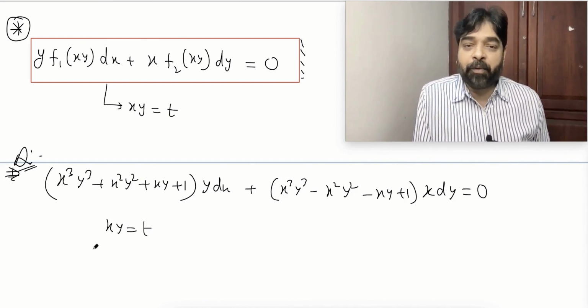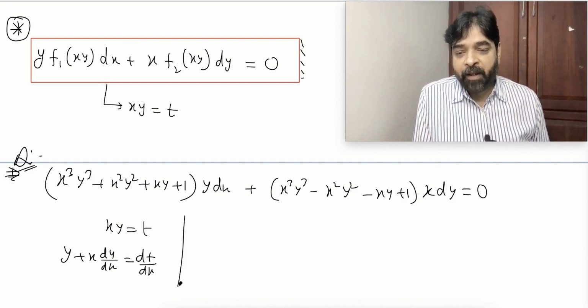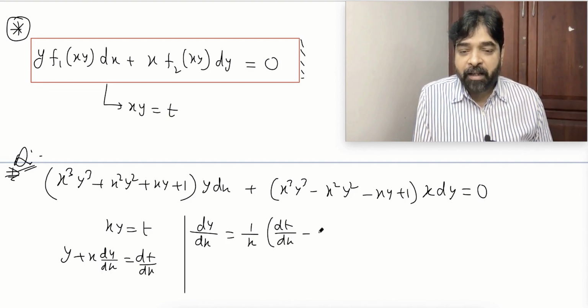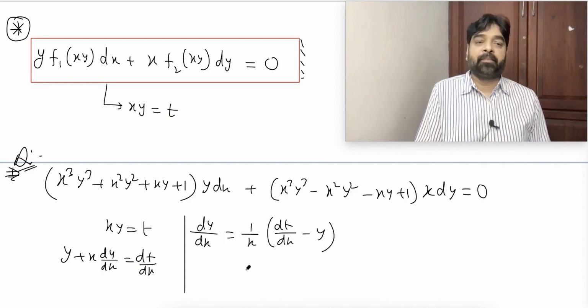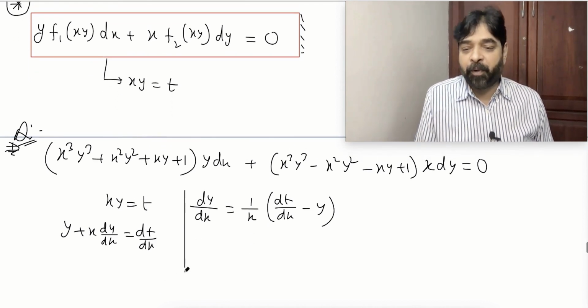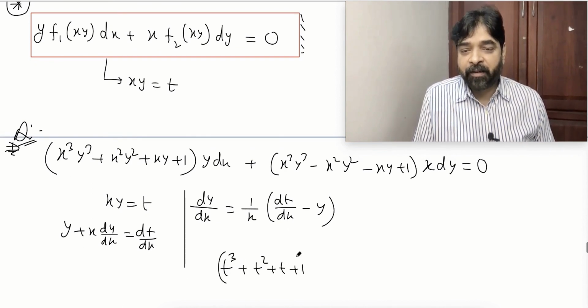If you put xy equal to t, differentiating both sides, x differentiation is 1, so y plus x dy by dx will be equal to dt by dx. So from here, we'll get dy by dx will be equal to 1 by x into (dt by dx minus y). All of you able to understand? This substitution I am going to put it here.